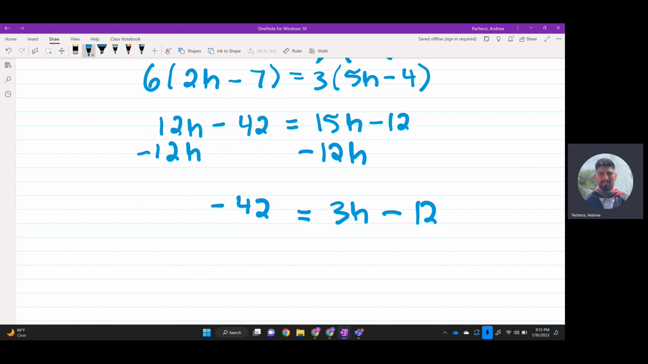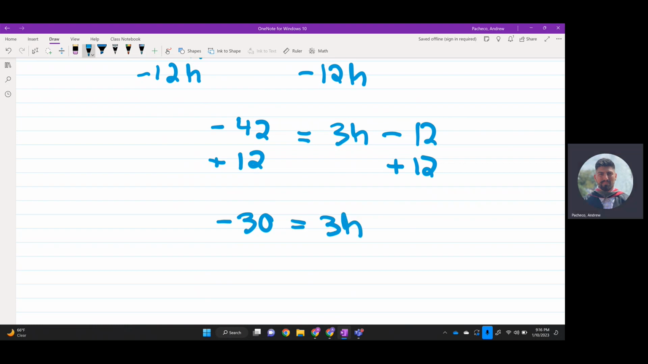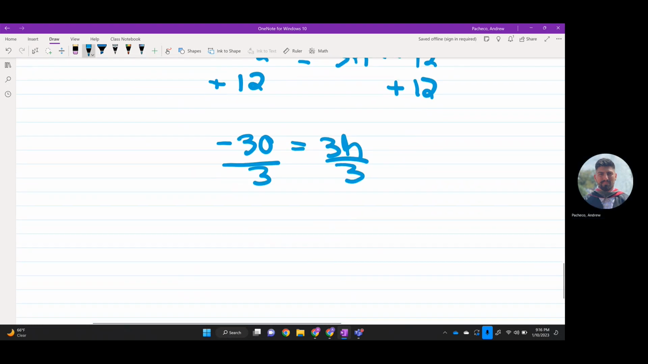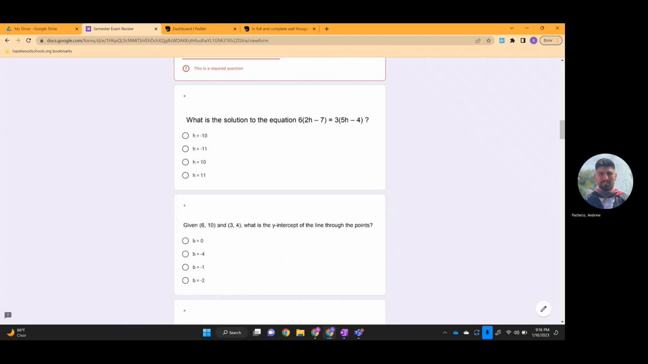Now I'm going to move that -12 from the right to the left. This should be negative 30 is equal to 3h. I divide both sides by 3. Negative 10 equals h. Negative 10 is equal to h.